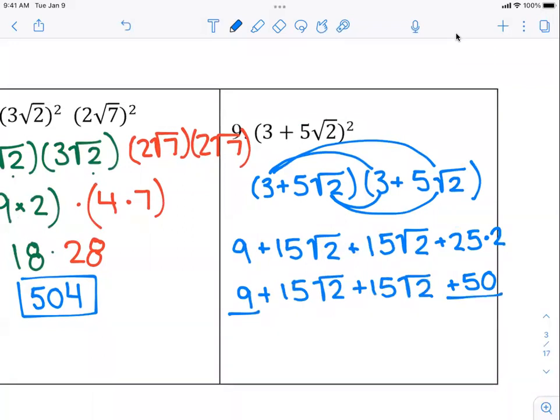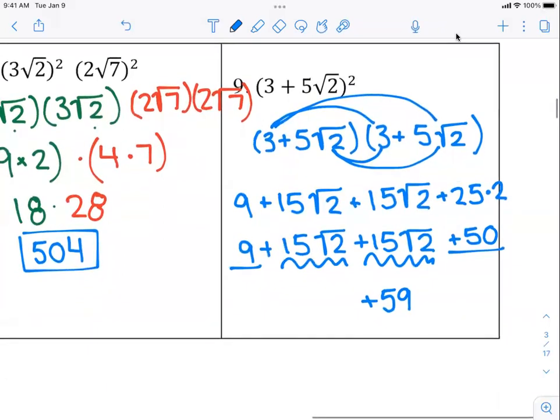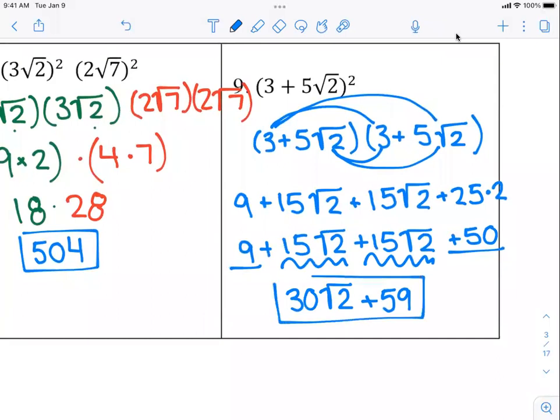So we've got 9 plus 50. Those are like terms. That's 59. And then 15 root 2 and 15 root 2, which we talked about in our last section, you can add things when they are common. Those are common. 15 root 2 and 15 root 2 are common. That's going to end up being a 30 root 2. 15 and 15, you add the 15 and the 15. Root 2 stays the same. And we'll actually talk more about that on the next page.